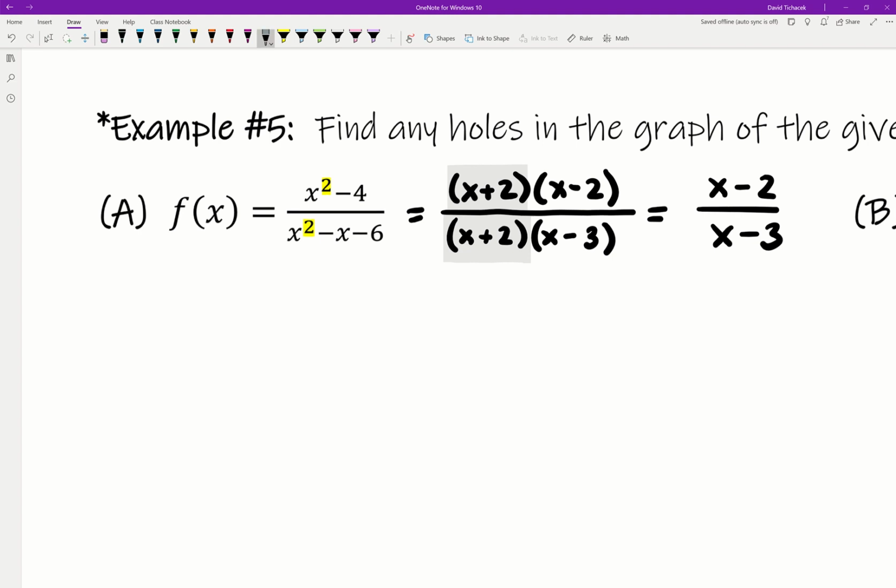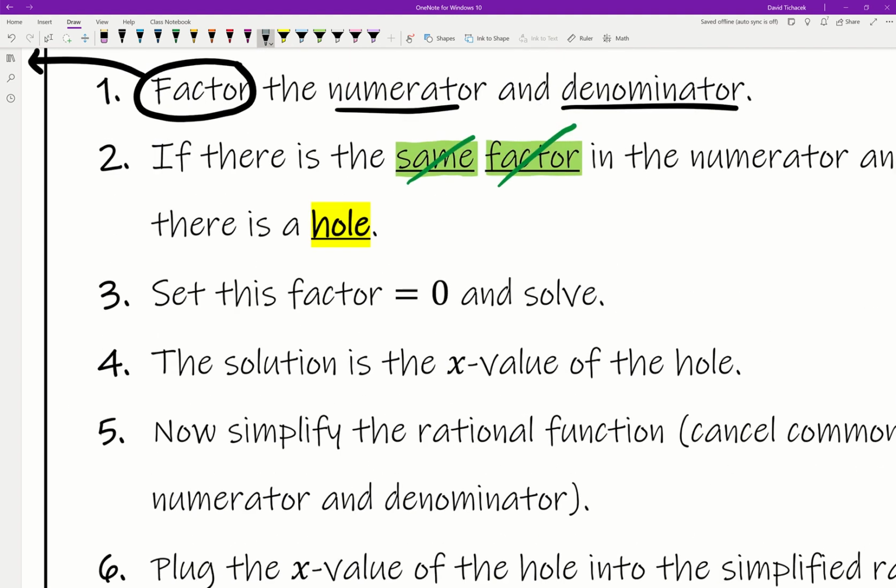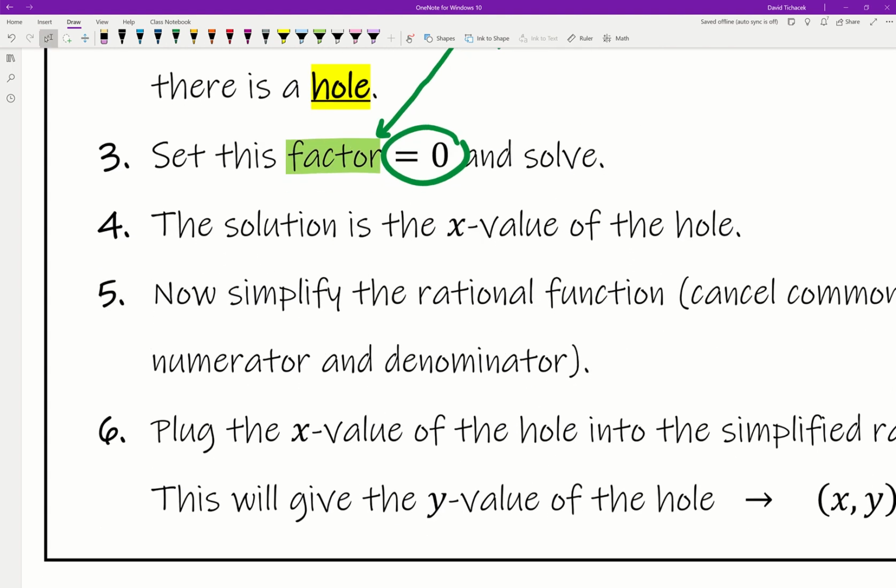All right. Now, how do we get the hole? Well, if you go ahead and continue reading the steps from up above, it'll say in step 3 that what we want to do is we want to take that factor that we noticed was the same in the top and the bottom, so the same one that we talked about in step 2, and we basically just want to go ahead and set it equal to 0 and solve, okay? And it says here in step 4, the solution is the x value of the hole.